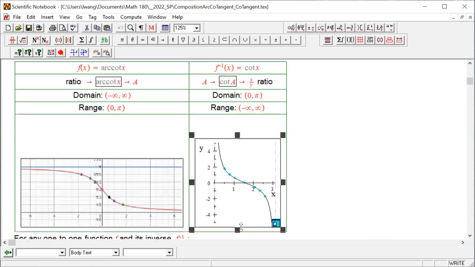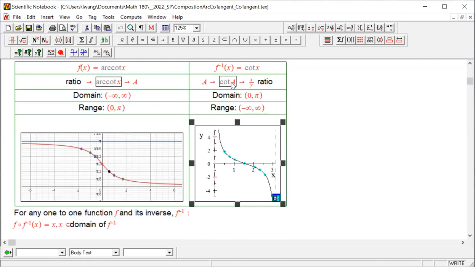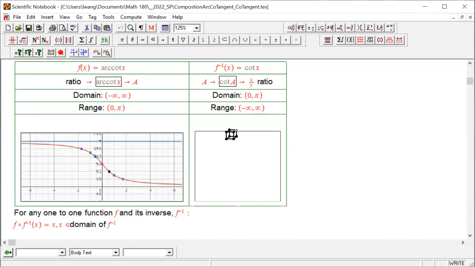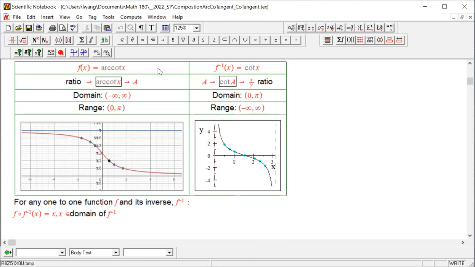So let me make this just a little bit smaller so we can see more in the same frame. And the other one is true as well, the composition in the other order: F inverse of F of x is going to equal x, where x belongs to the domain of F. All right, so this has been true. We have been using this forever. This is the property that's always true.